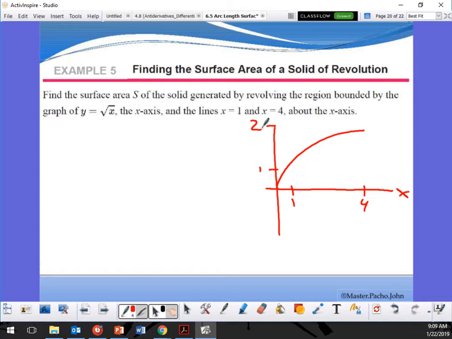And it should be 2, basically. So it's from here to here. I have my function, so I need the derivative also. For my arc length, I need the derivative of the function. I know that y prime is going to be 1/2 x to the negative 1/2, or I could say y prime is equal to 1/2 x to the 1/2.